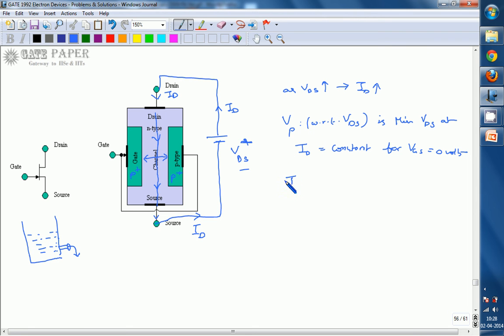Let us assume IDSS, the maximum drain to source saturation current, is 5 milliamperes. This 5 milliamperes you get for a VDS minimum of 5 volts, for example. If conductivity of the channel increases, the same IDSS of 5 milliamperes now appears at maybe 4 volts or maybe 3 point something volts. So that implies if conductivity increases, then for a small amount of voltage itself the maximum current can be reached, which is nothing but the pinch off voltage.